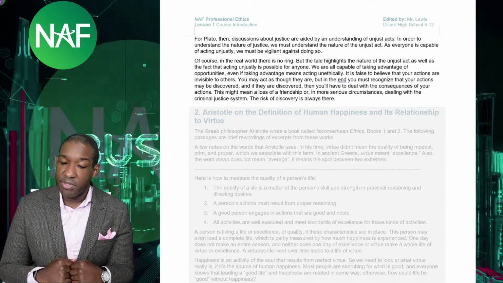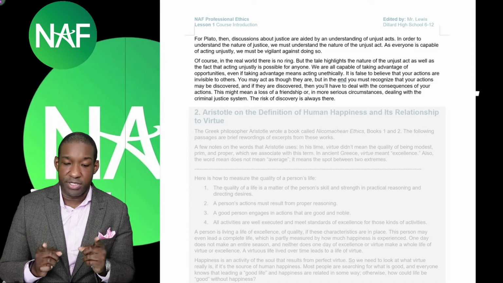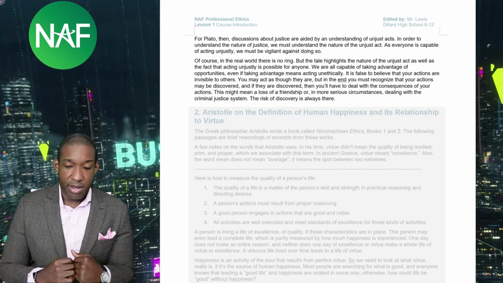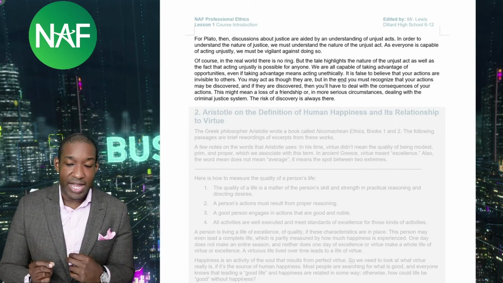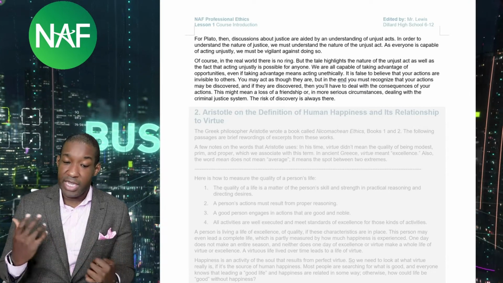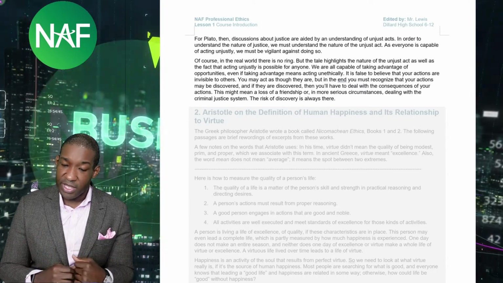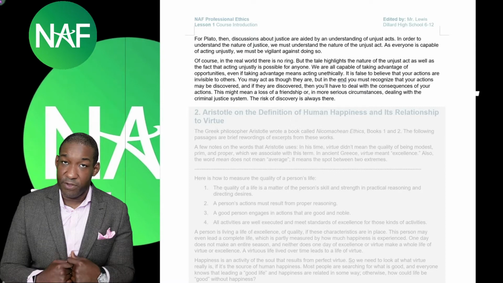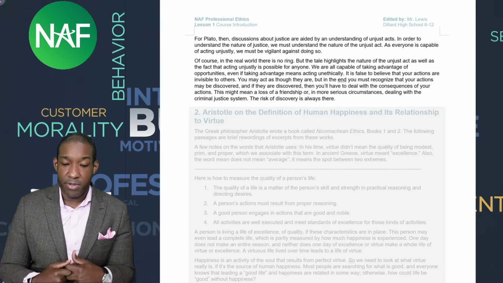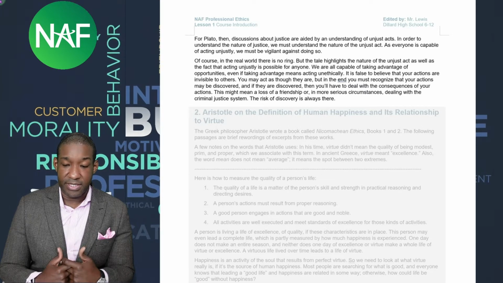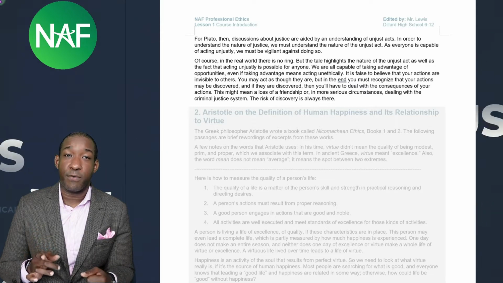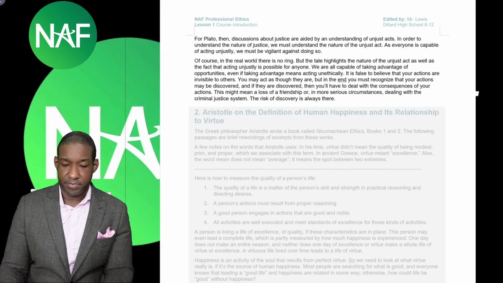It is false to believe that your actions are invisible to others. You may act as though they are, but in the end, you must recognize that your actions may be discovered. And if they are discovered, then you'll have to deal with the consequences of your actions. This might mean a loss of friendship, or in more serious circumstances, dealing with the criminal justice system. The risk of discovery is always there.